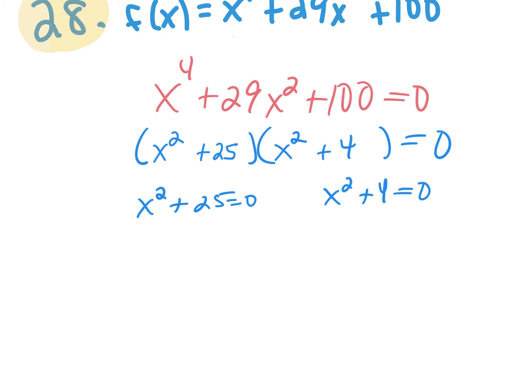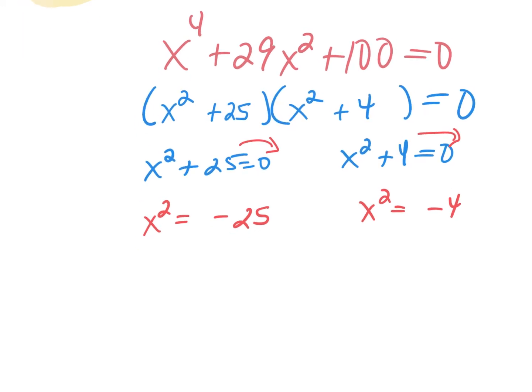So when I move 25 over, it becomes what? Negative. When I move 4 over, it becomes what? Perfect. Now what do we do from this point? Take the square root. When I physically take the square root, what goes in front of my answer? Plus or minus. Now think about this, guys. I have the square root of negative 25. What kind of a square root am I going to have here?